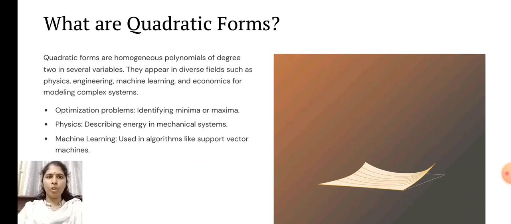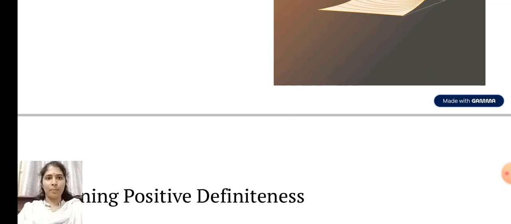Quadratic forms are homogeneous polynomials of degree 2 in several variables. They appear in diverse fields such as physics, engineering, machine learning and economics for modeling complex systems. In optimizing problems, it is used for identifying maxima and minima. In physics, it is used for describing energy in mechanical systems. In machine learning, this is used in algorithms like support vector machines.